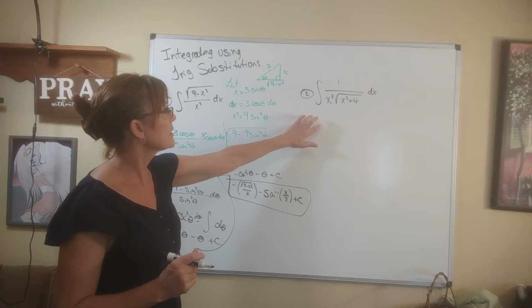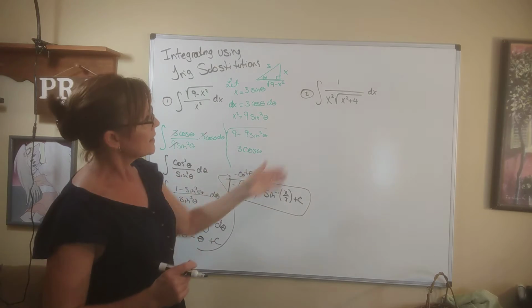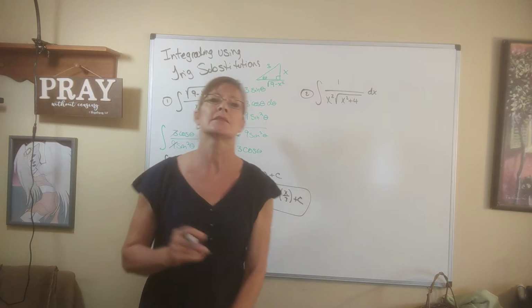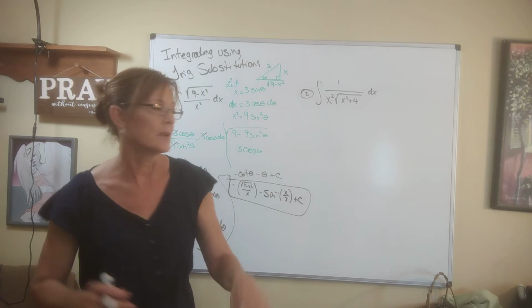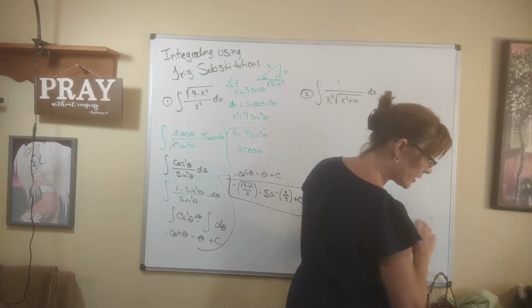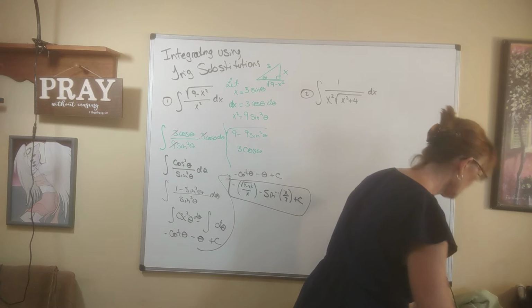Very good. Let's do another one. Okay, the root function has the plus in it. So this is the tangent one. So over here, we'll draw our triangle here. Let's see.